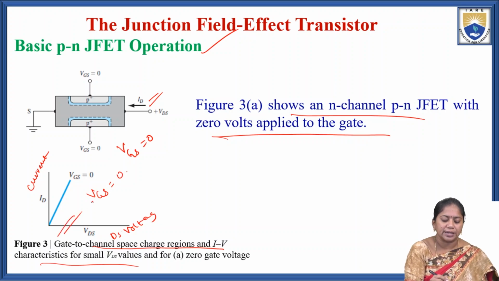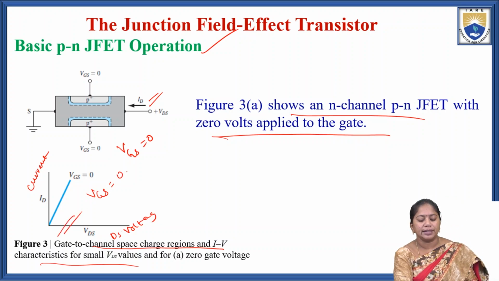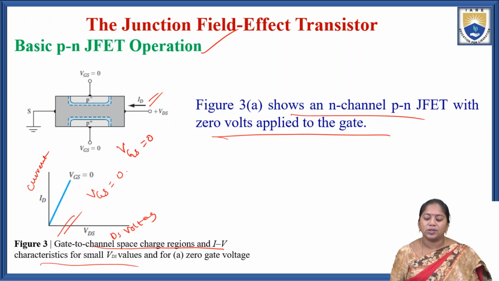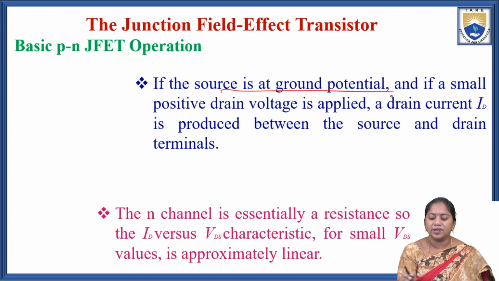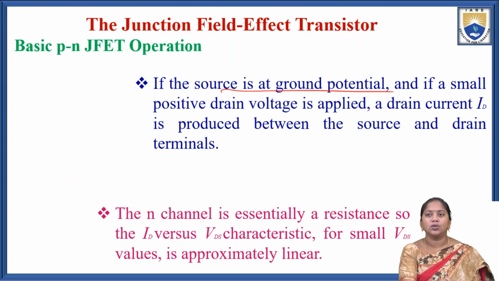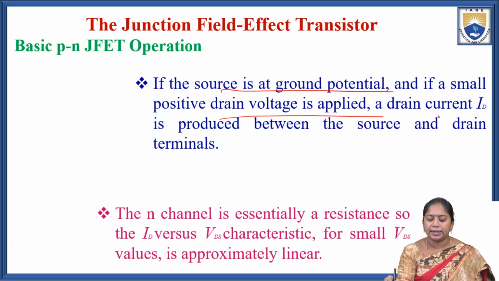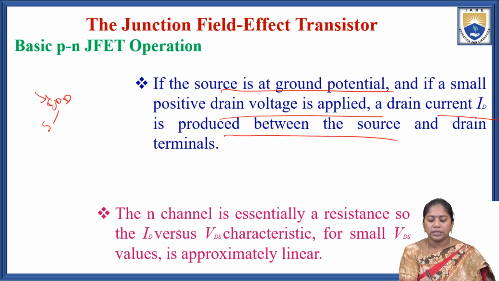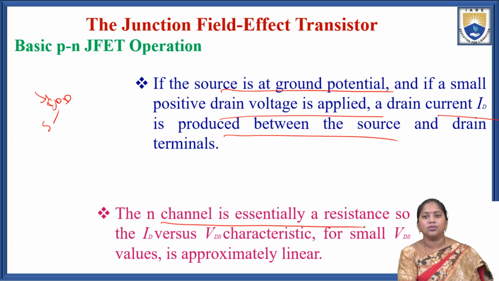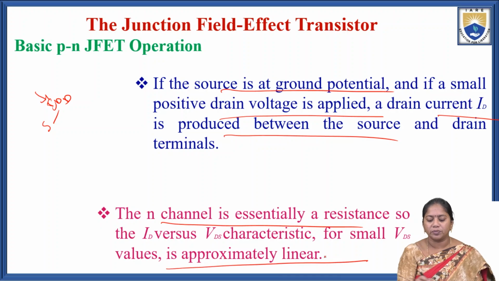The graph is linear, so the current varies linearly with the voltage. The figure shows the N channel PN JFET with 0 volts applied to the gate, so VGS equals 0. If the source is at ground potential and a small positive drain voltage is applied, a drain current ID is produced between the source and the drain terminals. So the N channel is essentially a resistance, and the ID versus VDS characteristic for small VDS values is approximately linear.